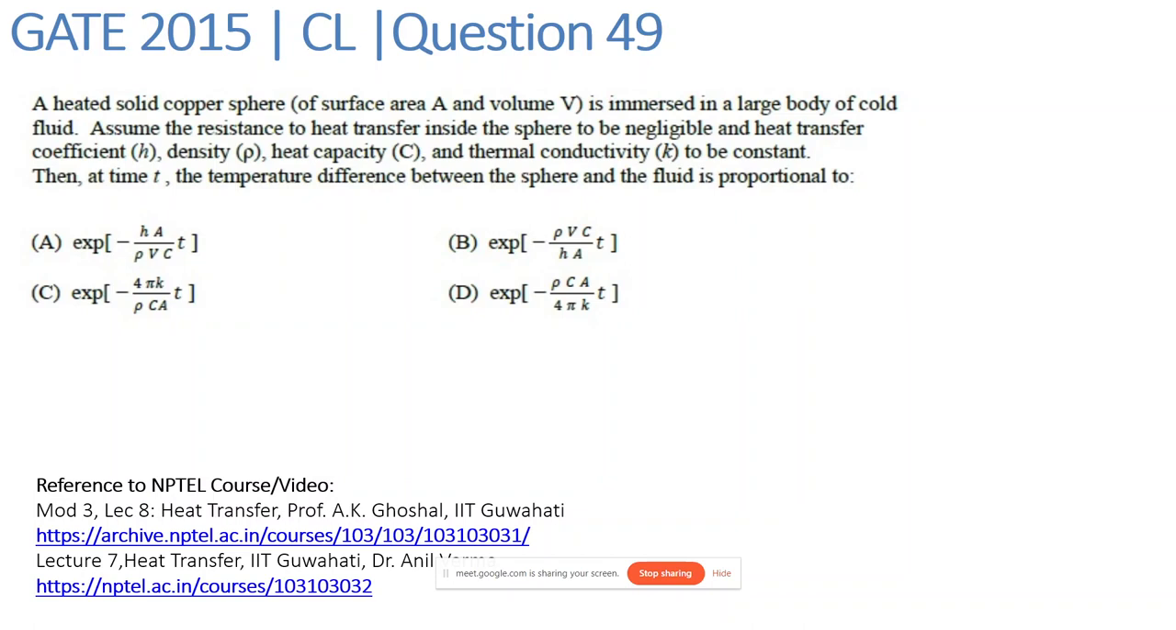The next question is question number 49 from the GATE 2015 Chemical Engineering paper. The question is: a heated solid copper sphere is immersed in a large body of cold fluid. Assume the resistance to heat transfer inside the sphere to be negligible, and the heat transfer coefficient h, density rho, heat capacity C, and thermal conductivity k to be constant. Then at time t, the temperature difference between the sphere and the fluid is proportional to which of the following options. So basically this is the case of lumped heat capacity analysis.